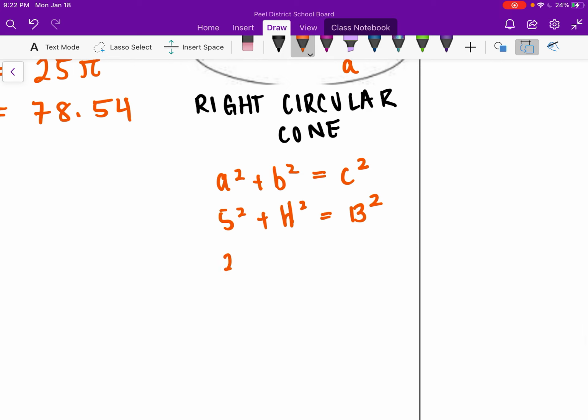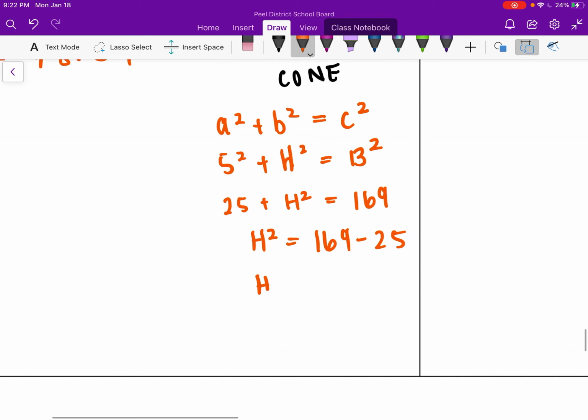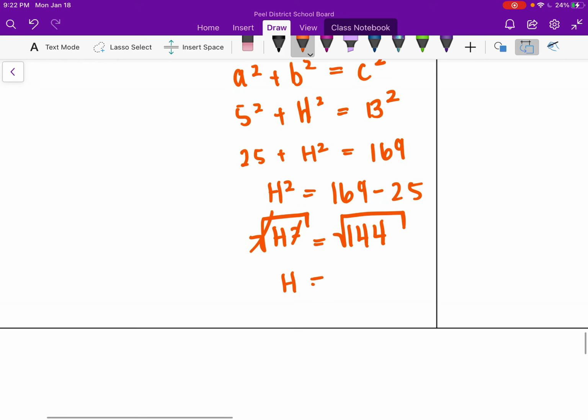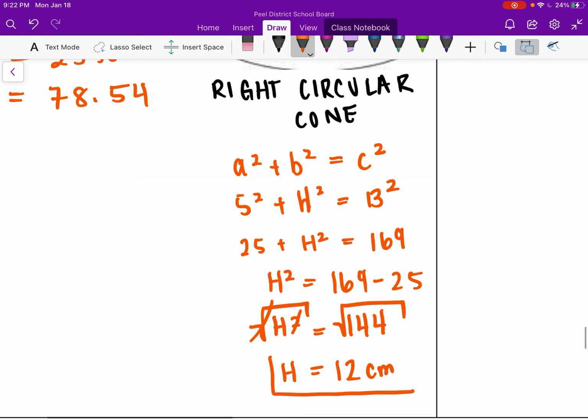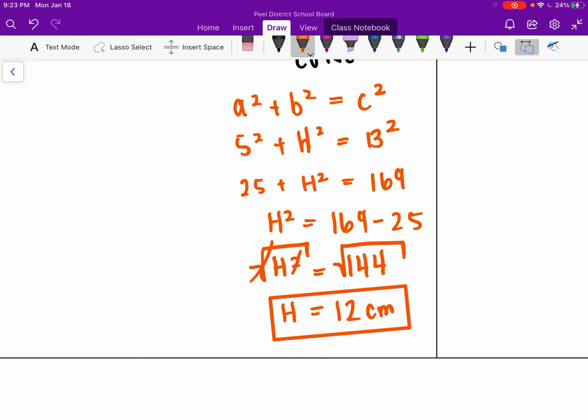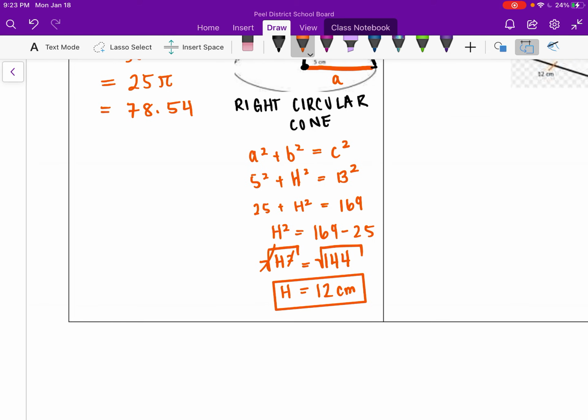So 5 squared is 25 plus h squared, so I'm just going to leave that alone, plus 13 squared is 169. I'm going to move the 25 over to the other side, so I'm left with h squared equals 169 minus 25, right? h squared is left to be 144. In order to get h by itself, which is what I'm looking for, I've got to square root both sides to get rid of the squared for the h. So h is 12. So it's 12 centimeters. Okay, I'm just making sure that I had the right units. 12 centimeters. Okay.